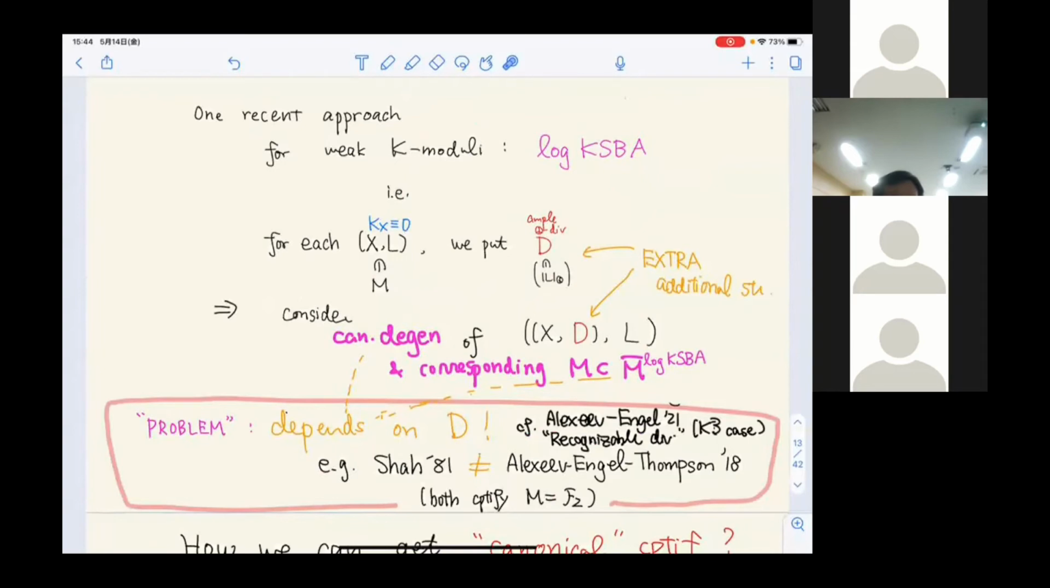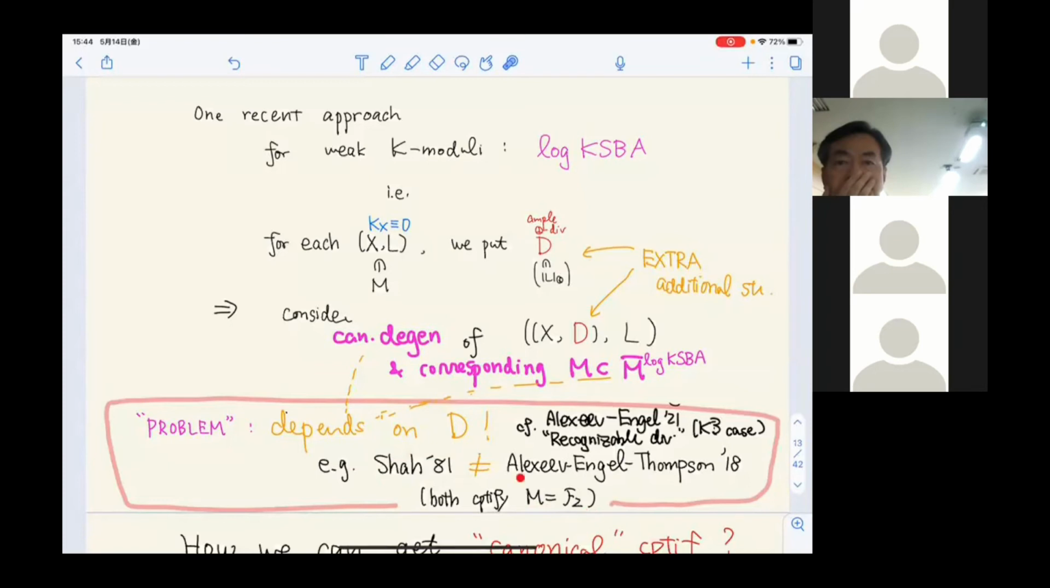But here's a problem I have to say. The compactification really depends on the divisors you choose. So if you consider some specific K-trivial varieties, then of course there could be some sort of canonical choice or standard choice of this D. But anyhow, the compactification really depends on D. This is observed even in the degree 2 K3 case. So Shah had a classical example of the compactification, while also the recent Alexeev, Engel, Thompson.